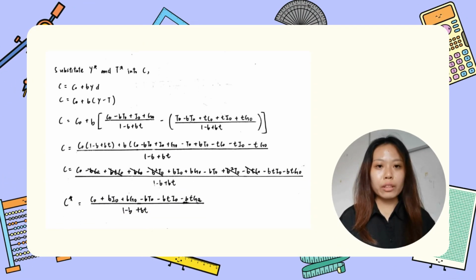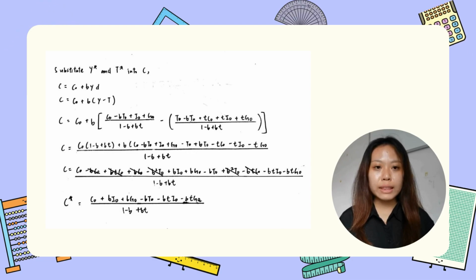Next, to find the value of endogenous c, we substitute the value of y and t into the equation of c, which is c equal to c null plus b times y minus t, and it will become c equal to c null plus b times c null minus bt null plus I null plus g null divided by 1 minus b plus bt minus t null plus tc null plus ti null plus tg null divided by 1 minus b plus bt. After we solve it, we will get c null plus bi null plus bg null minus bt null minus bti null minus btg null divided by 1 minus b plus bt for the value of c.